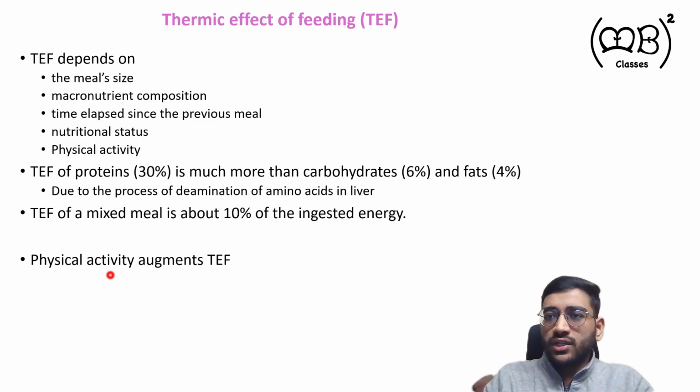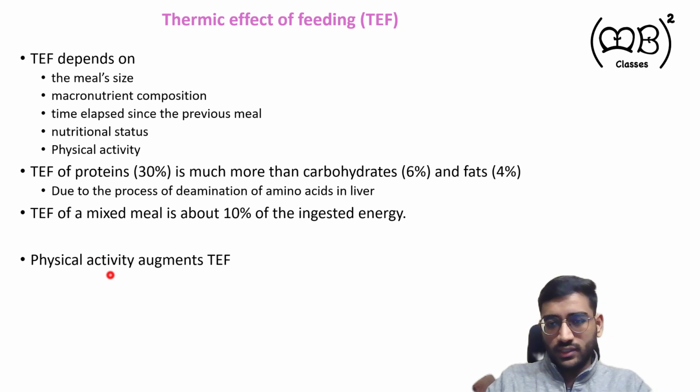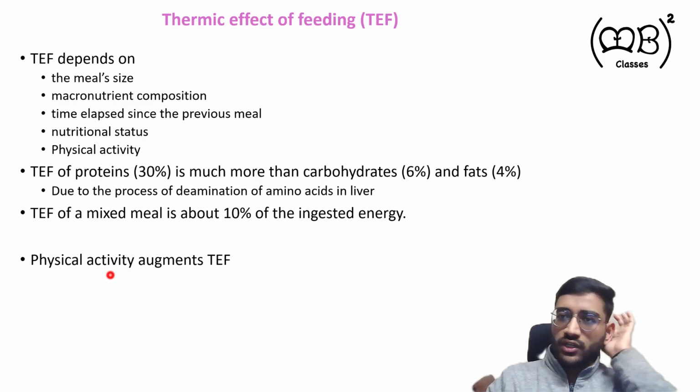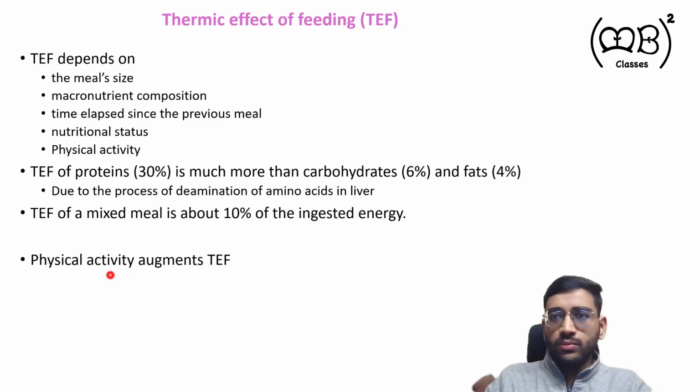But we don't consume only proteins. We consume a mixed diet of protein, carbohydrate, and fat. So the TEF of a mixed meal is about 10 to 12% of the ingested energy, whatever you are consuming. So if you are consuming a 1,000 calorie meal, 100 calories would be consumed already in the process of the digestion, absorption, and assimilation of the food.